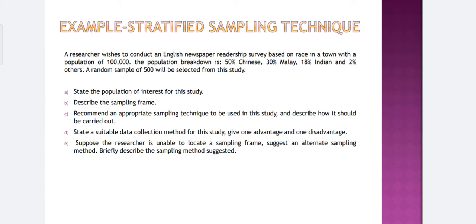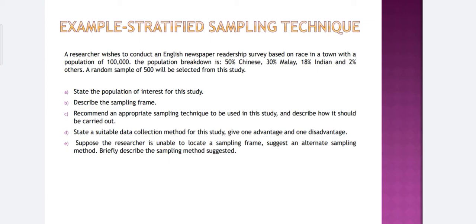So, grup pertama adalah grup Chinese. Berapa orang dalam grup pertama ni? 50% dia kata. So, macam nak kira 50% tu? 50% daripada 100,000 lah. So, 50 bahagi 100 darab dengan 100,000. So, grup Chinese ada 50,000 orang reader. Grup kedua 30%. 30 bahagi 100 darab 100,000, you akan dapat 30,000 reader.